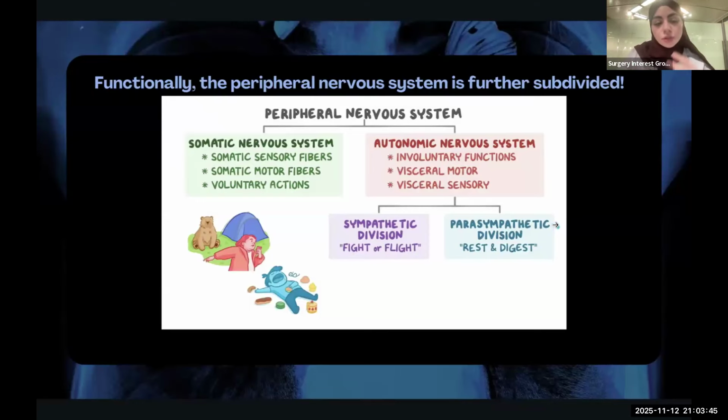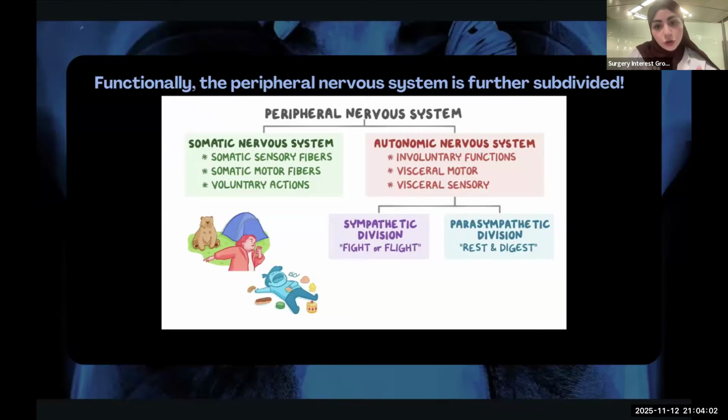Now, again, soma means body. When we're talking about sensory fibers, we mean skin. So right now, if I were to caress my hand, I'm feeling it. This is going to be my somatic sensory fibers. They're going to take sensation from my skin.